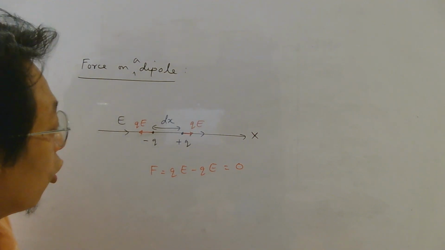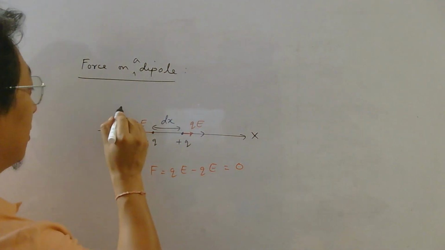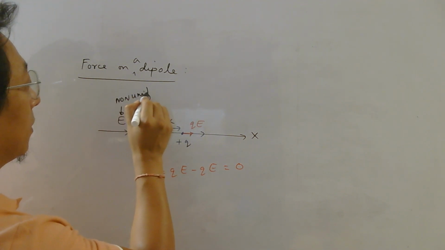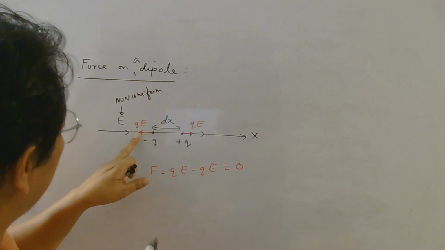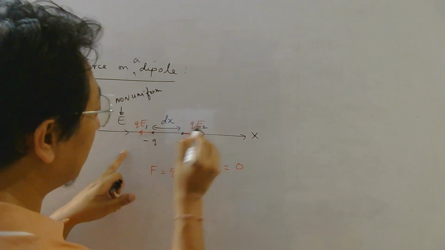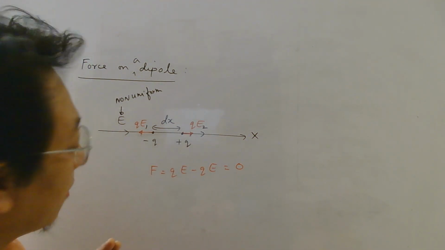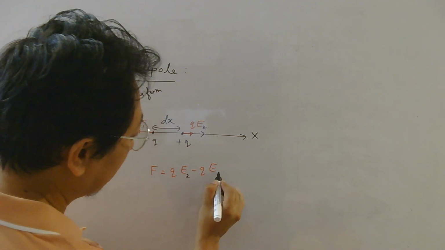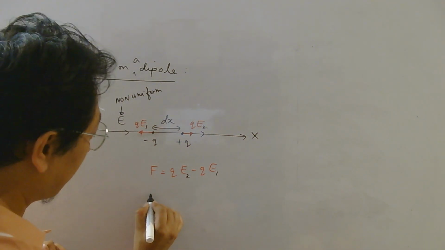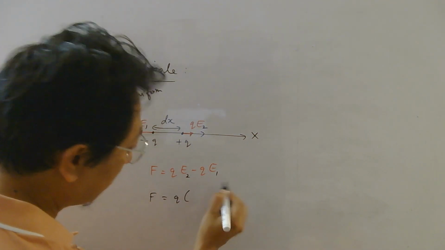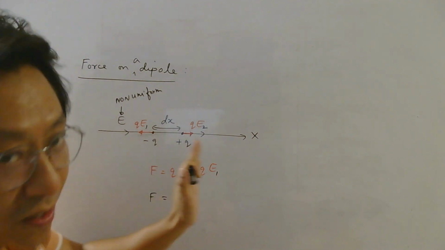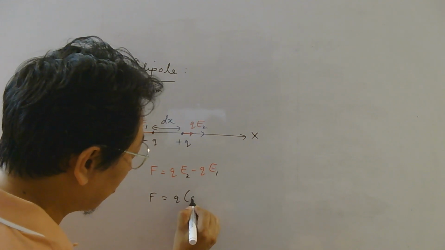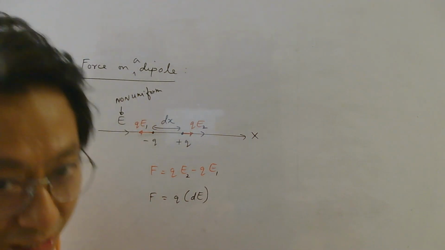However, if you have a non-uniform electric field, then the electric field here, if I say E1, here it will be E2. It can't be the same E everywhere. So the net force will now not be 0, it will be QE2 minus QE1. If I take Q common, it will be E2 minus E1, which can be written as the change in electric field. But this change is very small, so the electric field change will also be small. I can write it as dE, right?